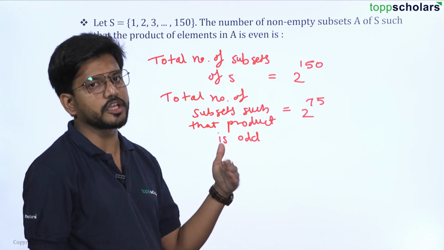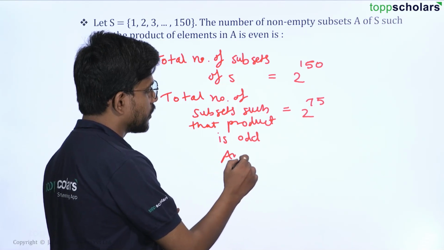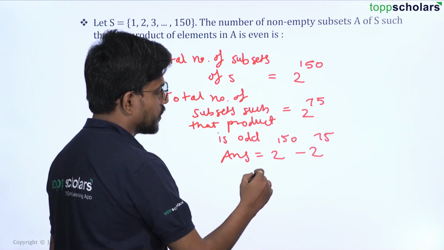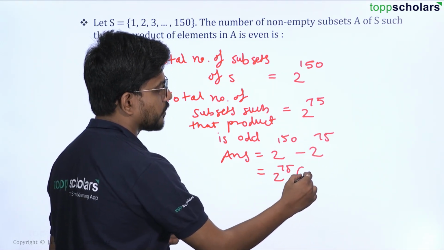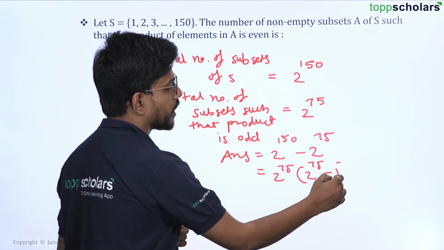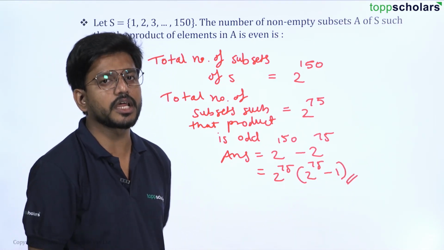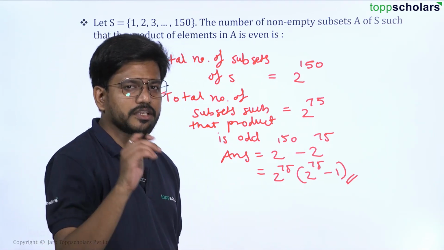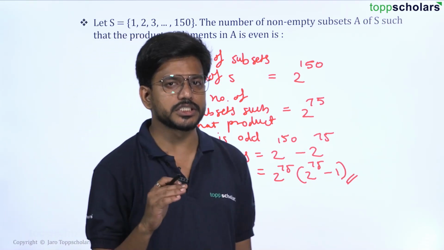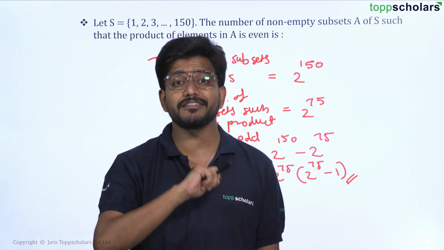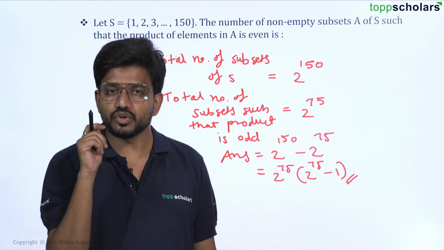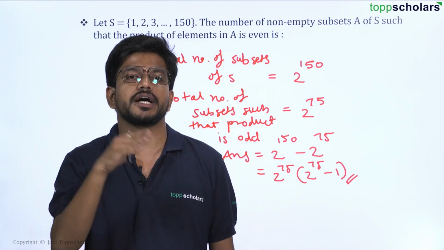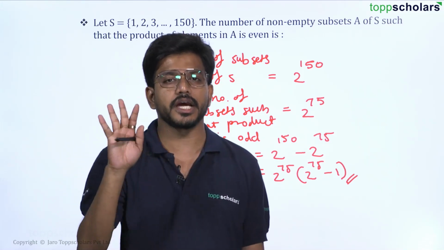These many have odd, so the remaining will have even. So our answer would be total, which is 2 raised to 150 minus 2 raised to 75. So I can take 2 raised to 75 as common. What will remain inside is 2 raised to 75 minus 1, which is the correct answer. So the correct answer to this question has to be 2 raised to 75 into 2 raised to 75 minus 1. Very simple, right? So for such questions, you need to understand that the straight approach is very lengthy and not advisable. You should always go for complementary approach, in which you will do the exactly opposite thing of which is asked and subtract it from the total, and you will get the answer simply.